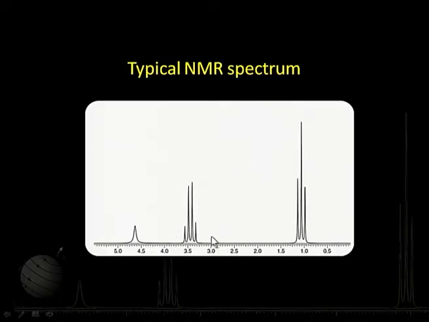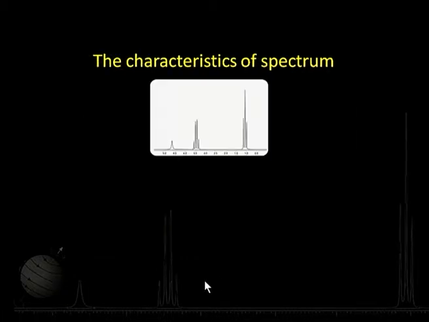Let us talk about the characteristics of an NMR spectrum. Typically, an NMR spectrum looks like this. That is, there is a set of lines which are spread over a range of frequencies. Now, it has certain characteristics. Let us look at them.